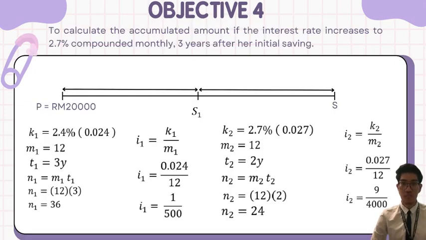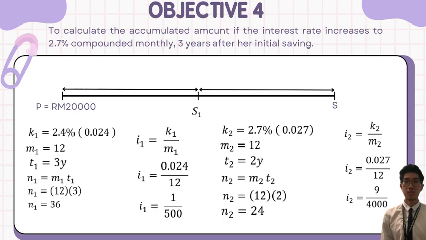The next one is question 4, to calculate the accumulated amount if the interest rate increased to 2.7% compounded monthly 3 years after her initial saving. K1 is equal to 2.4%, which is 0.024. M1 is equal to 12. T1 is equal to 3 years. N1 is equal to M1 T1, N1 is equal to 12 multiplied with 3. So N1 is 36. I1 is equal to K1 over M1, I1 is equal to 0.024 over 12, I1 is equal to 1 over 500.